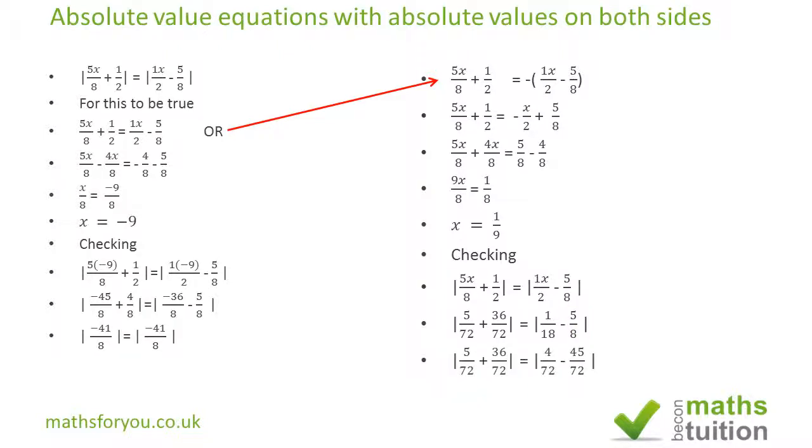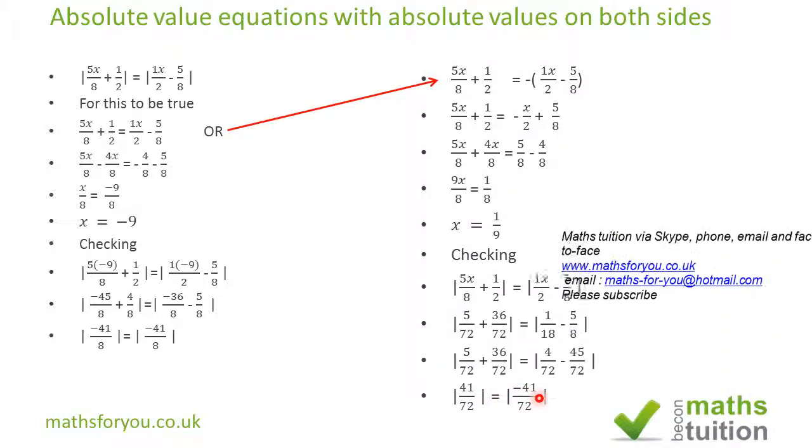So we then have 5/72 plus 36/72 is equal to 4/72 minus 45/72. We then end up with 41/72 is equal to minus 41/72. And because this is an absolute value expression here, the negative sign is actually a plus there. So both sides are balanced.